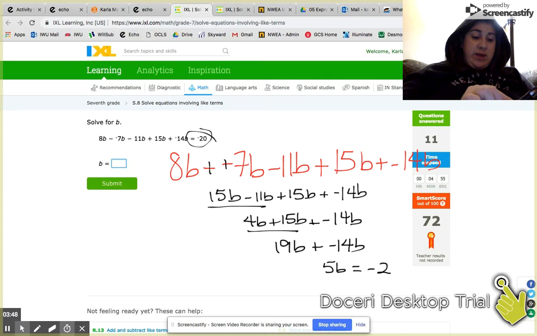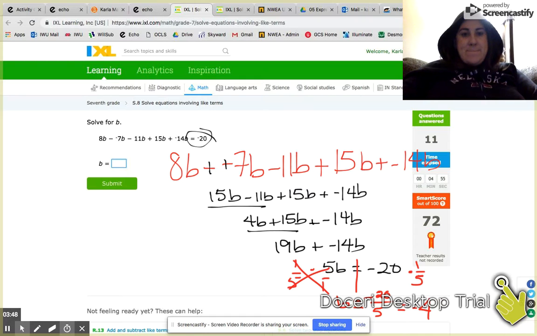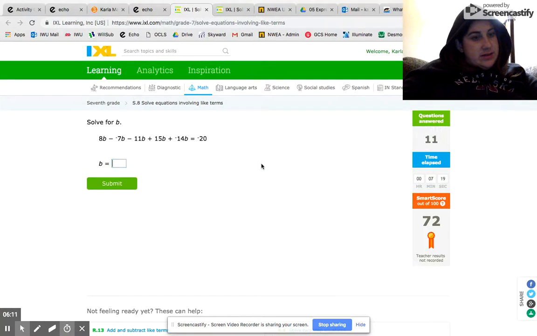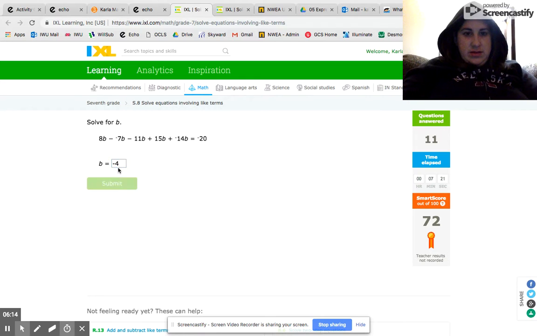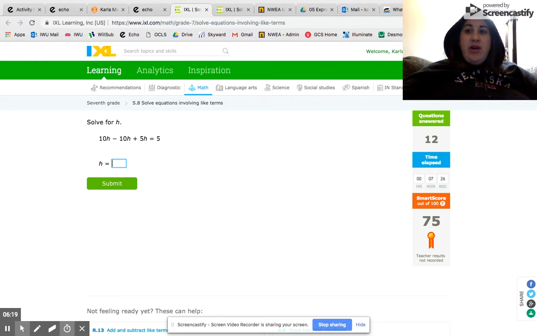equal to negative 20. So I'm going to multiply each side by 1/5. And these cancel out. And I have b is equal to negative 20 over 5. That does not look like a 20, so I'm going to erase that. 20, which is equal to negative 4. Let's see if I'm correct. Excellent. And now I'm at 75. Perfect. I don't have to go any further. Hopefully this video helped.